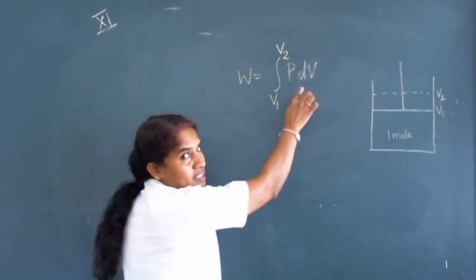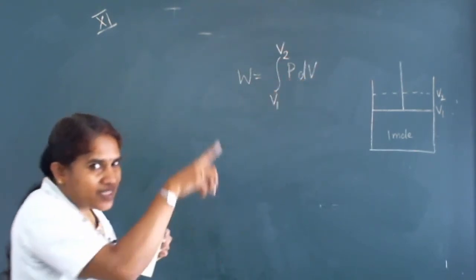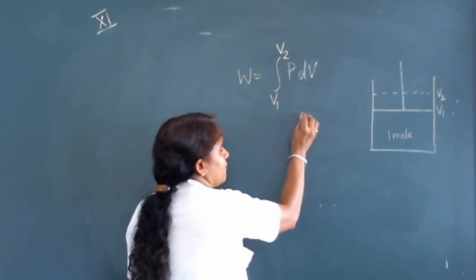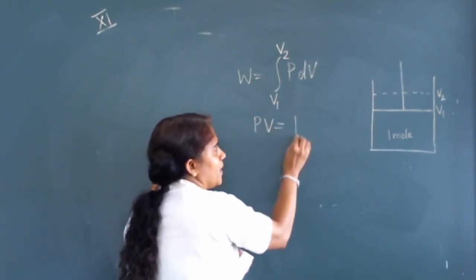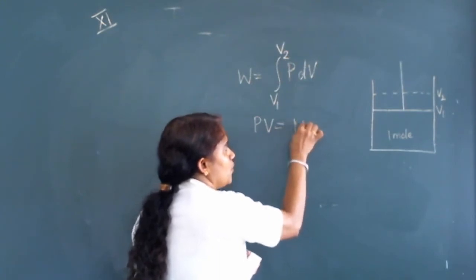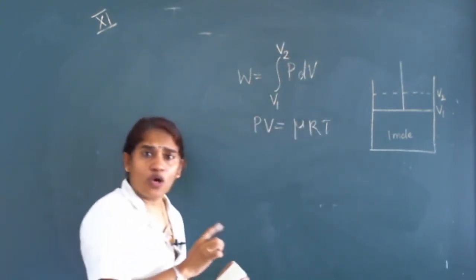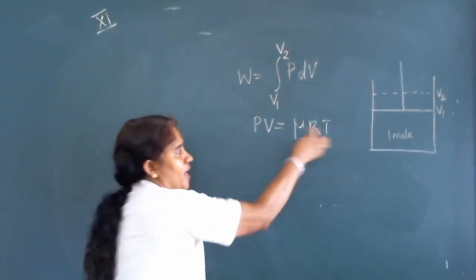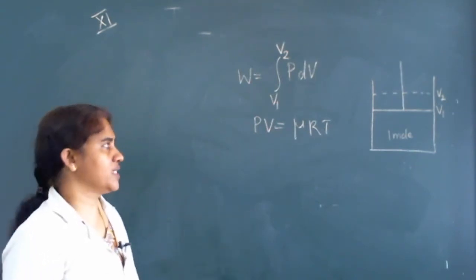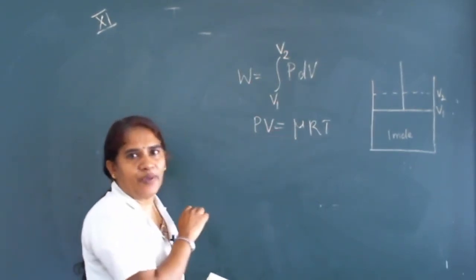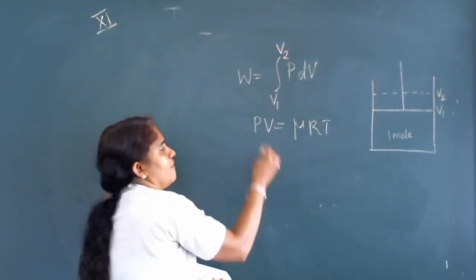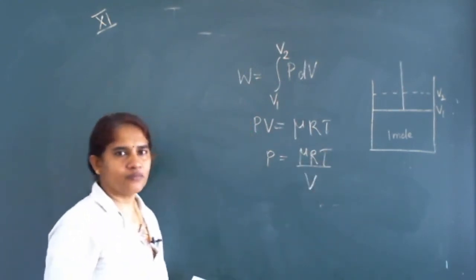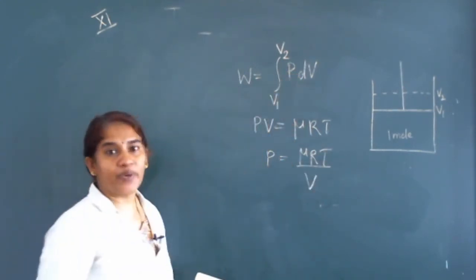Here volume is the changing factor, but P is there. So next step, we have to convert P into the form of volume. For that we can depend on the ideal gas equation: PV is equal to nRT, or mu RT, where mu or n is the number of moles. So PV is equal to mu RT. For 1 mole we can take it as 1, that we can do at last. According to this equation, P we can take as mu RT by V and substitute this value of P there.